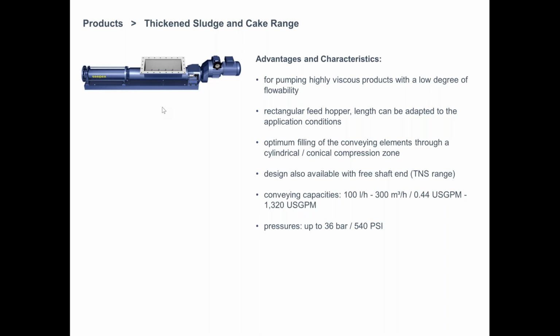Conveying capacities for open hopper pumps, 1 gallon a minute up to about 1,300 gallons a minute, and very high pressures. We can overcome up to 540 PSI. So these pumps will be used in any sort of a thickened sludge or cake application where you're comparing it to the cost of a conveyor. A progressive cavity pump, when you're pumping over a certain distance, will always win.